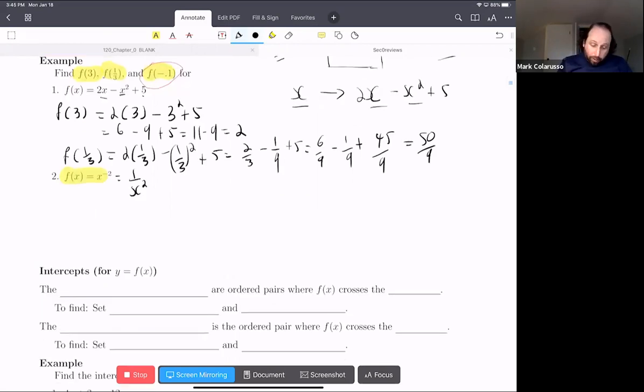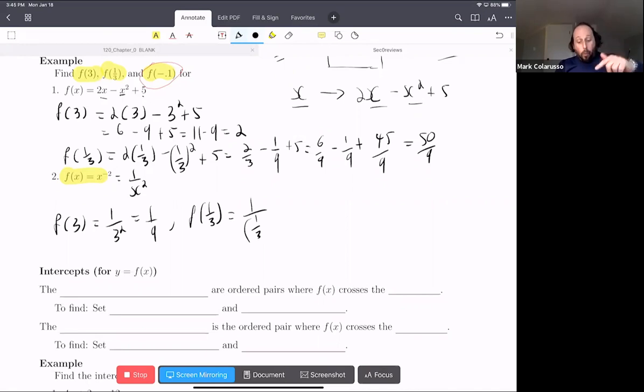Okay, so let's do this for 3. If we input 3, f of 3, the value of the function at 3, is 1 over 3 squared, which is just 1/9. This isn't too bad. Let's input 1/3. f of 1/3 is 1 over 1/3 squared. So that's 1 over 1/9.